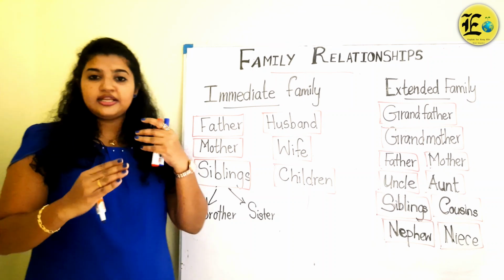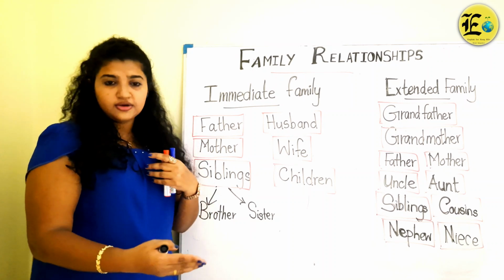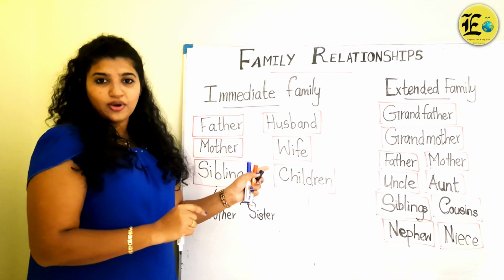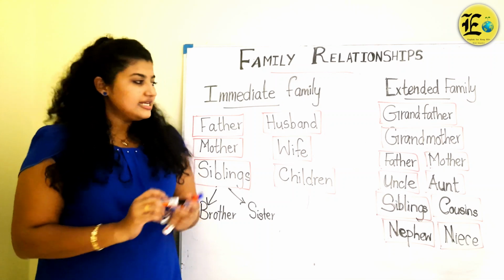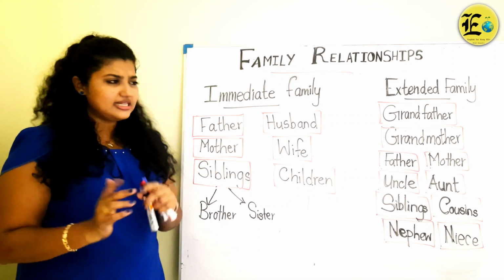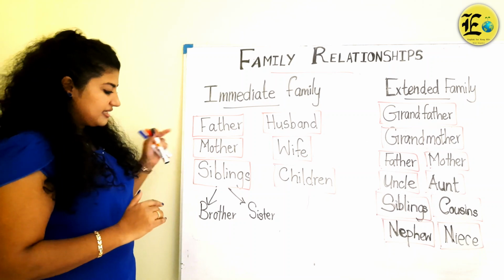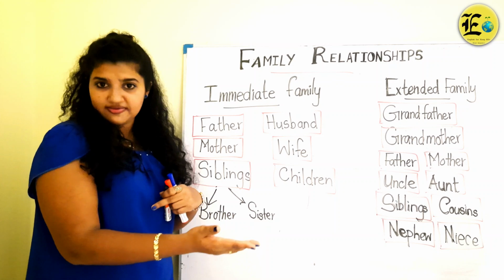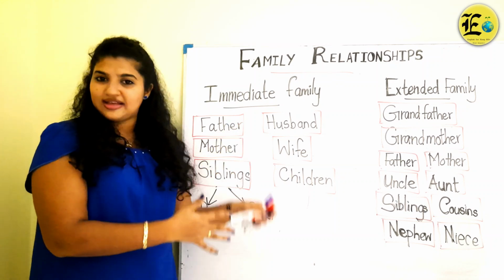Now, if you're living separately from your house, then your immediate family should be your husband, wife and your children. So now you're quite clear regarding the immediate family members. Let's have a look again. Father, mother, siblings, just like brother and sister. If you are married and you're living separately, it's your husband, wife and the children.